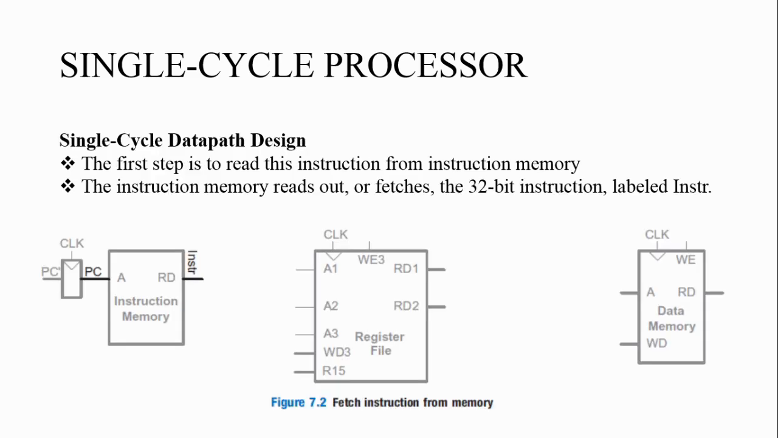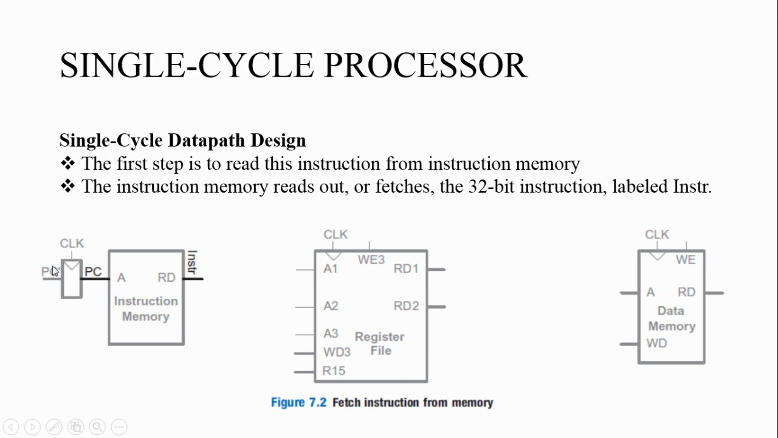So you are going to design a data path and a control unit. As a first step, you are going to design the data path for a single cycle processor microarchitecture. For designing the data path, the first step is to read the instruction from the instruction memory. Whatever instructions are stored in the instruction memory, you should read the first instruction. How will you point to the first instruction? Using the program counter. We have already explained.